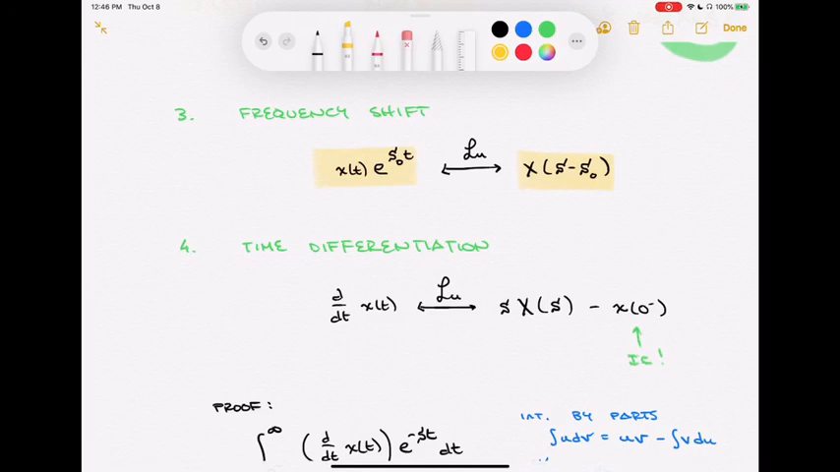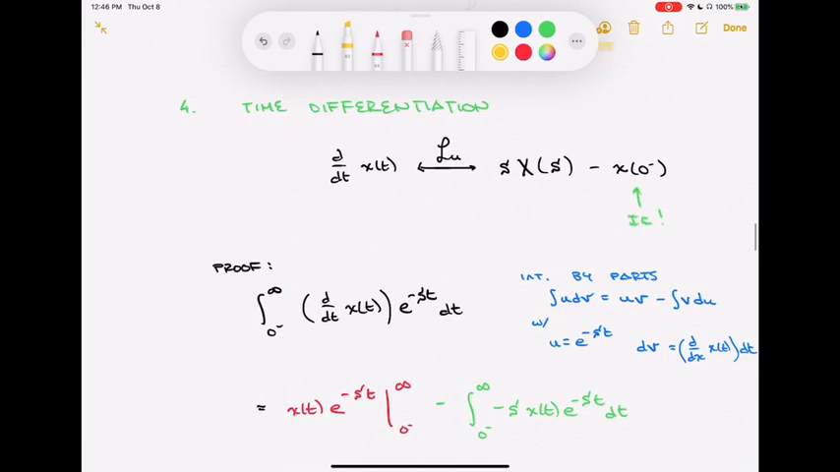Pretty neat. Kind of helps us remember these guys. Time differentiation is one of the most important properties, so we'll spend a little more time on this. And it basically says something like this. If I have a time derivative of a signal and I Laplace transform it, I'm going to get s times X of s, and then maybe some initial condition dependence, okay?